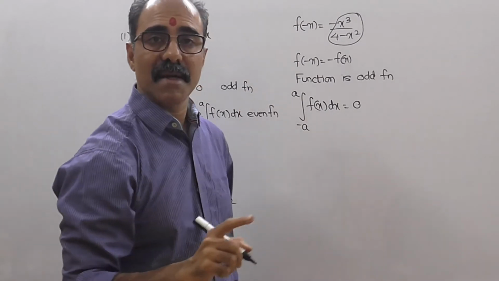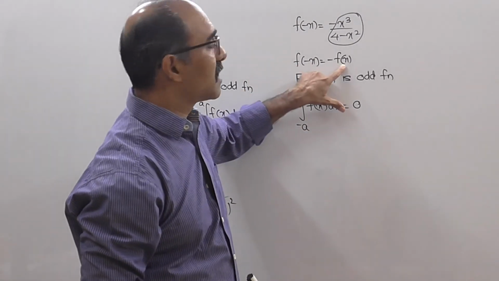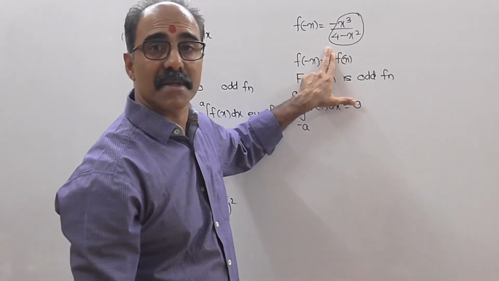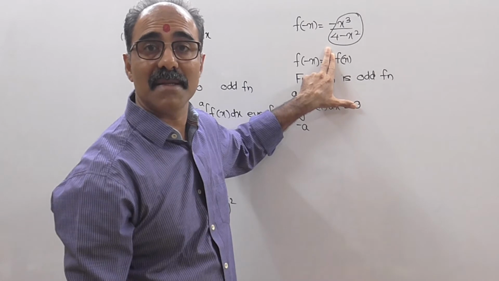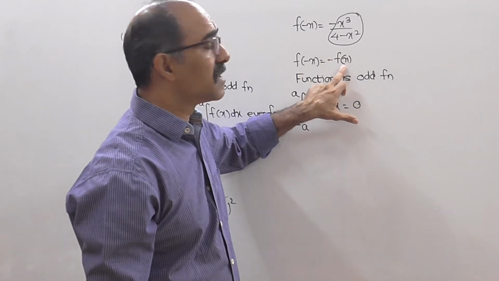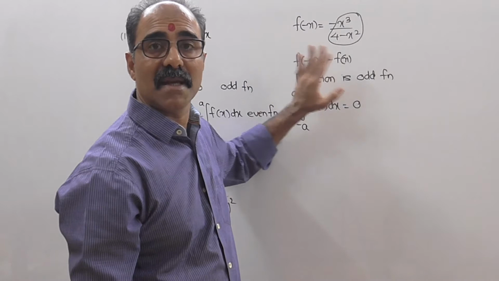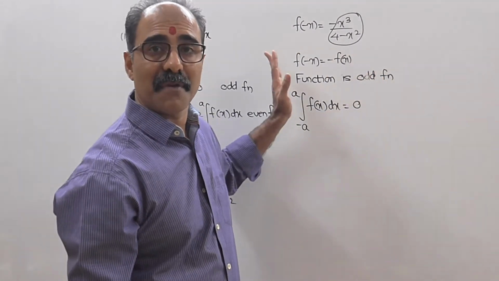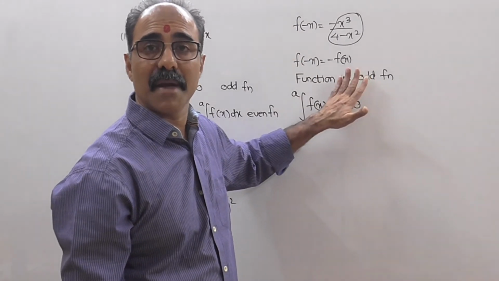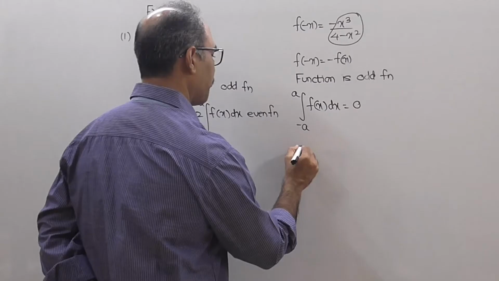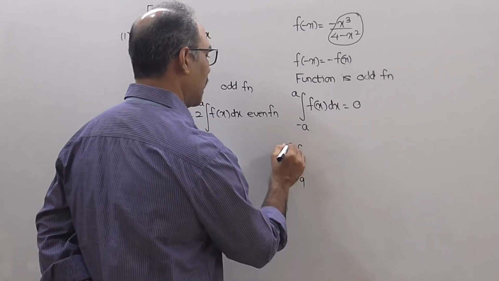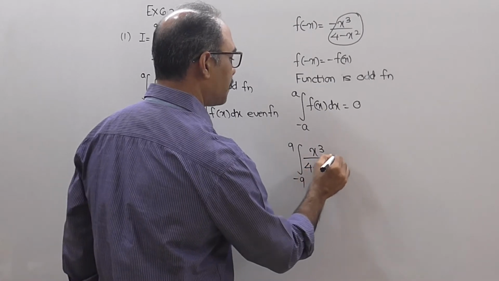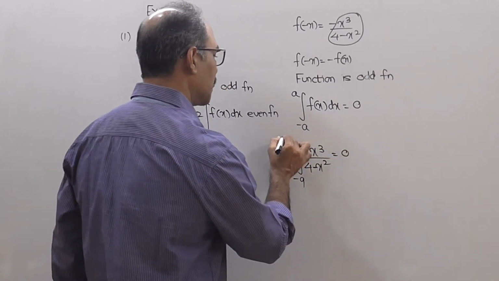How do we identify odd or even? If f of minus x equal to minus f of x, the function is odd. And if f of minus x equal to f of x, then the function is even. When you put minus x and f of x comes back the same, it is even. If you find f of minus x and the answer comes in negative, it is an odd function. Integration from minus 9 to 9 of x cube upon 4 minus x square equal to 0.